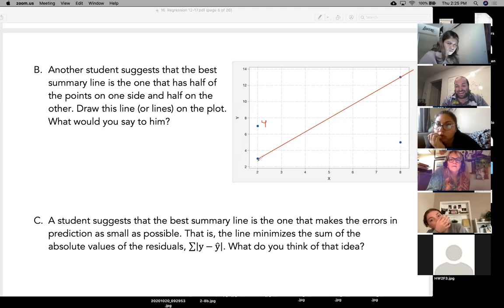So the residual is 0. This one's on the line too, so its residual is 0. This one's beneath the line. So what's its residual going to be? Negative. Its actual is 5 and its predicted is 13, so it's going to be negative 8. And therefore, if I take the absolute values of those 4 numbers and add them all together, what do I get?